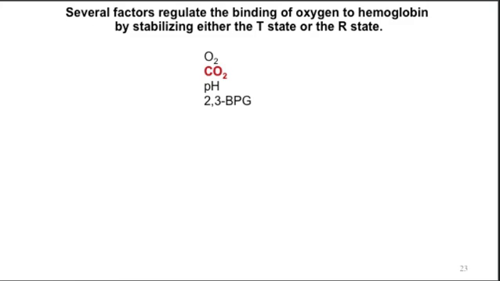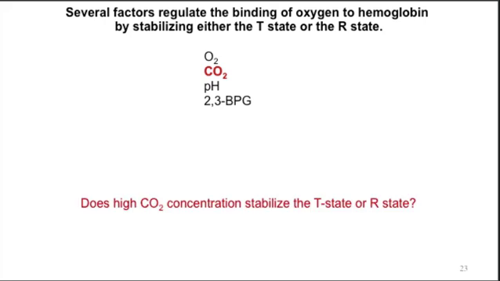There's only really 4 of these we're going to look at. Let's look at carbon dioxide. Does high carbon dioxide concentration stabilize the T state or the R state? I'd like you to pause and answer it. Now I'll answer it. Where is there a lot of carbon dioxide? Is that in the lungs or is it in the remote tissue like the tips of your fingers and toes? In the lungs, you have a lot of oxygen. You're exchanging it for carbon dioxide.